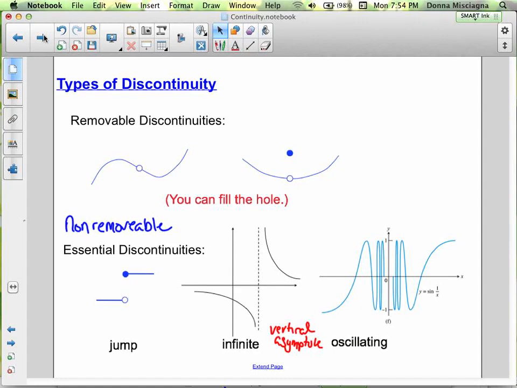But our essential discontinuities, these are non-removable. We can put it right here. So we have our removable discontinuities. You can fill in the hole. I can add 1 point to my function, make it a piecewise function, fill in my hole, and I've removed the discontinuity. We will look at that in a later lesson. But there's nothing I can do about a jump discontinuity, an infinite discontinuity where I have a vertical asymptote, or this is called an oscillating discontinuity.